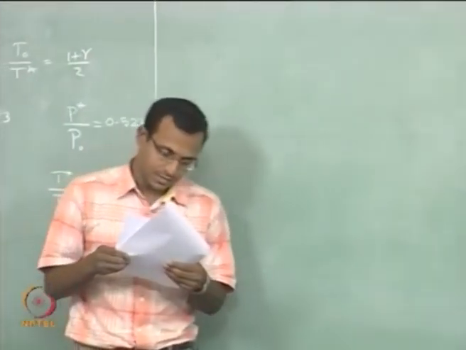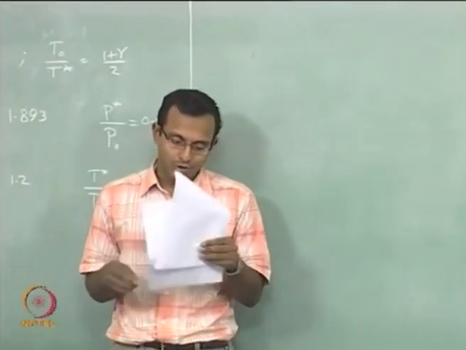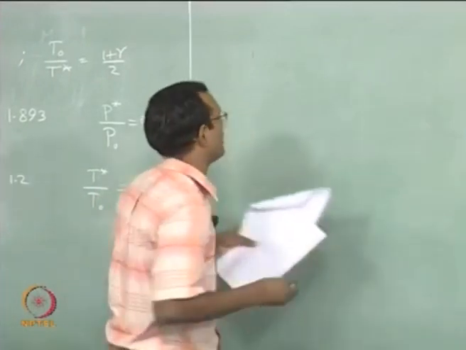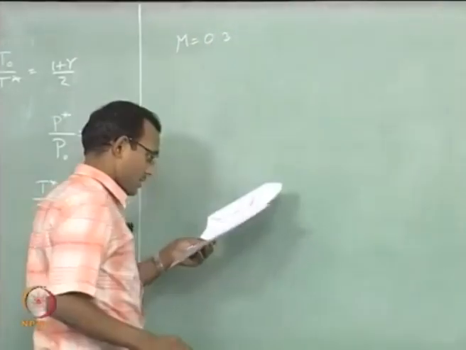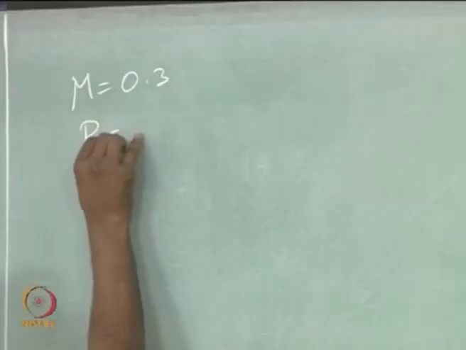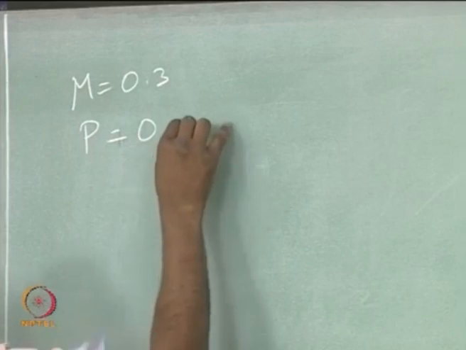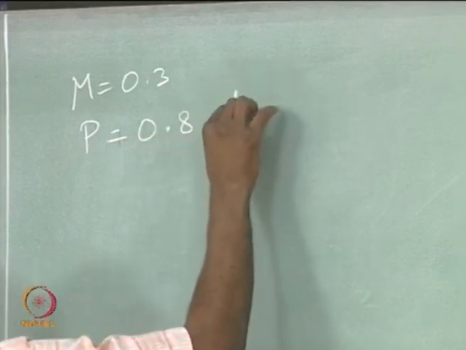So, I am going to say I have a flow of Mach number 0.3, Mach number 0.3, and pressure is given to be 0.8 atmospheres.